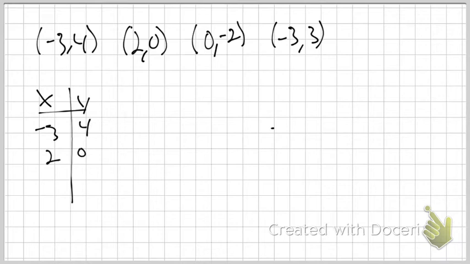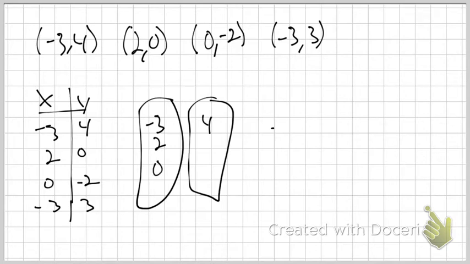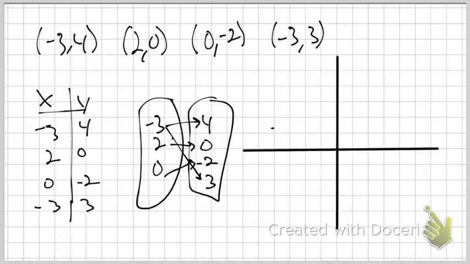-3, 4, 2, 0, 0, -2, -3, 3. Next, mapping diagram. -3, 2, 0, and let's do 4, 0, -2, 3. So -3 goes to both 4 and 3. 2 goes to 0, and 0 goes to -2. And for the graph, we're just going to graph the points: -3, 4, 2, 0, 0, -2, and -3, 3.